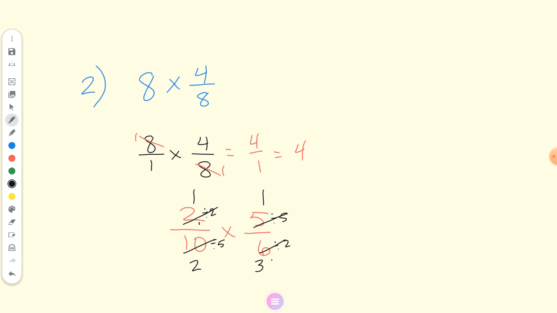Now I have a lot simpler problem. What's left on the top, Lori? 1 times 1 is what? 1. What's 2 times 3? 6. This was number 4 from last night's homework on the back. Was the answer supposed to be 1/6? Yeah. Okay. This is more beneficial in the upper grades when your fraction numbers are larger.